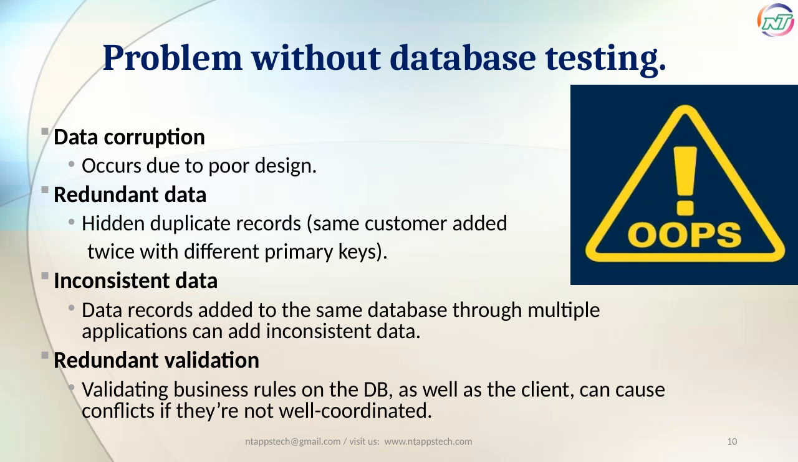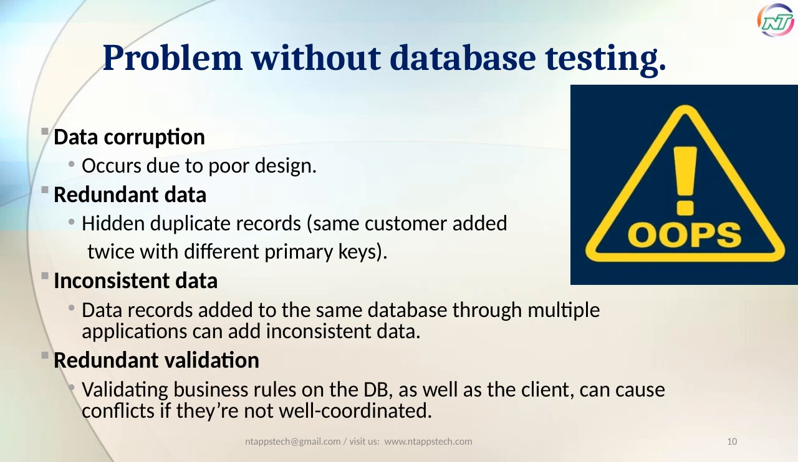Data corruption often happens because of poor design choices in the database. For example, redundant data can cause issues like when the same customer is entered twice, but with different primary keys, making it hard to track correctly. Inconsistent data is another problem, especially when multiple applications add records to the same database without coordinated rules, leading to mismatches or conflicting information.